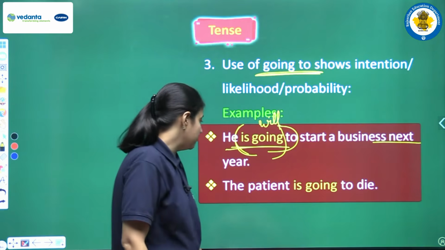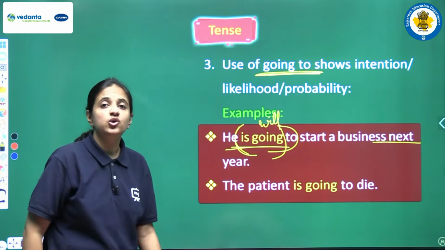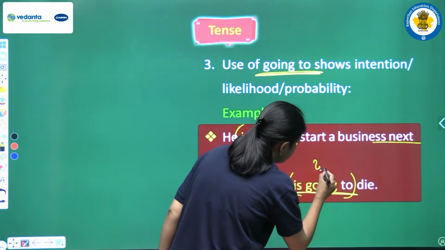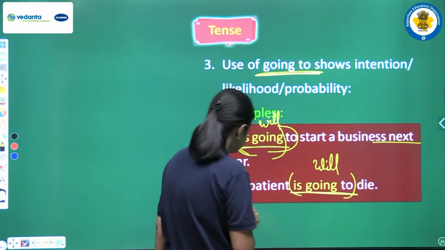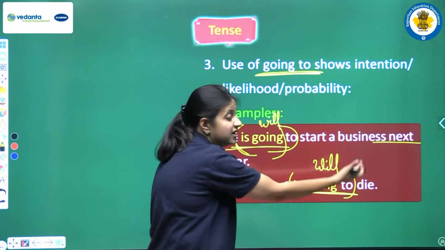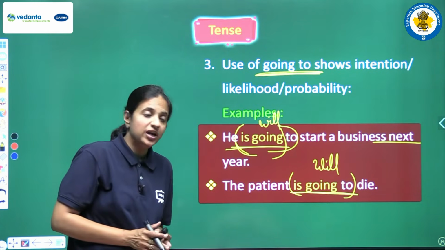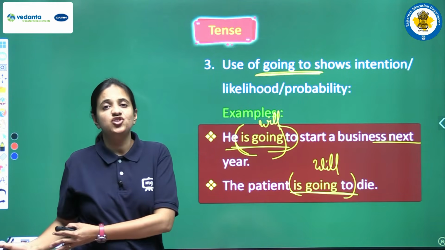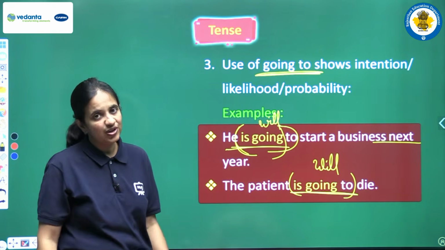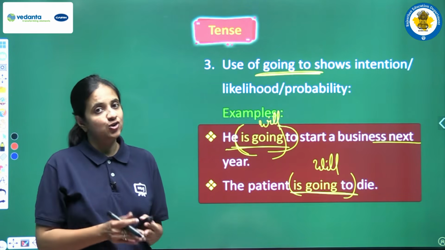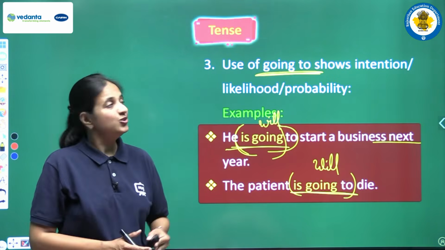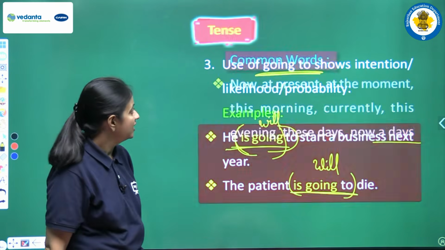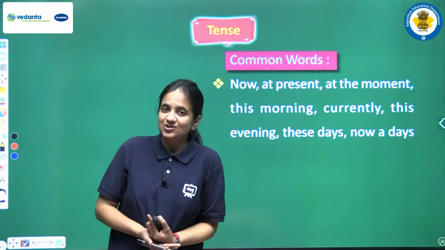The second example that we are having is: the patient is going to die. So again here is going to can be replaced with will. Okay, we can write the sentence like this also: the patient will die. Okay, so we can replace will with is going to, are going to or am going to according to the subject. Clear? So yes, is going to, this is a very common phrase that is used to show intention, likelihood or probability. Clear? So these are the basic uses of this tense.